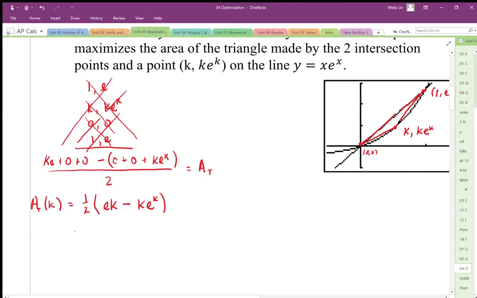Okay, so I'm going to differentiate this. So I'm going to find my A prime in terms of k. So I want to differentiate with respect to k. So this is going to equal my linear function, so that's the slope. And the second term is a product rule because k is our variable. So we're going to end up with 1 times e to the k plus k times the derivative of e to the k, which is itself. Okay, so there's my product rule, and there's my derivative.